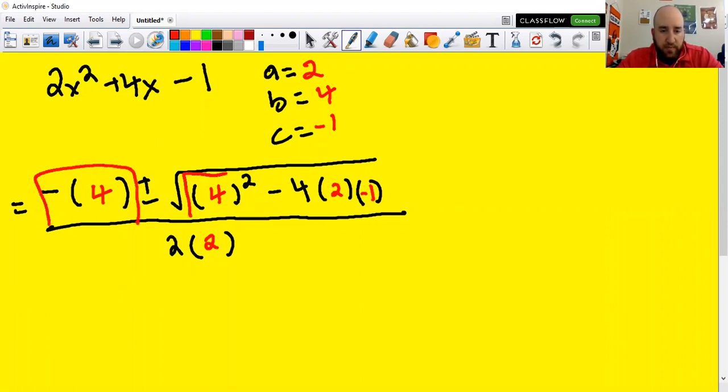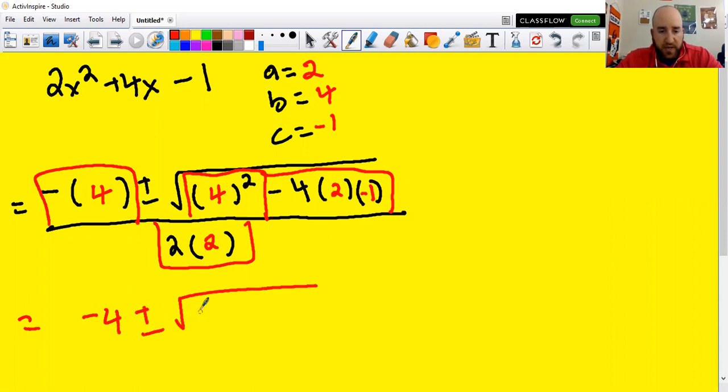So again, we want to chunk it up. So I'm going to take the opposite of positive 4, which is negative 4, plus or minus the square root. 4 squared is 16. Negative 4, again, you want to include that negative if you're multiplying in your calculator. Negative 4 times 2 is negative 8. Negative 8 times negative 1 is positive 8. It's not the best looking 8. There we go. All over 2 times 2, which is 4.